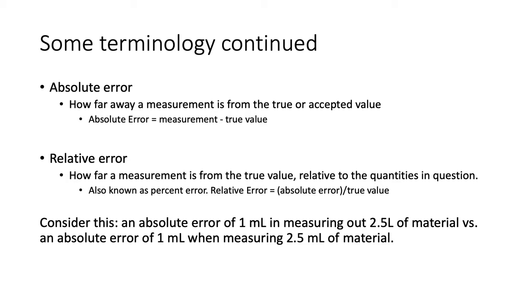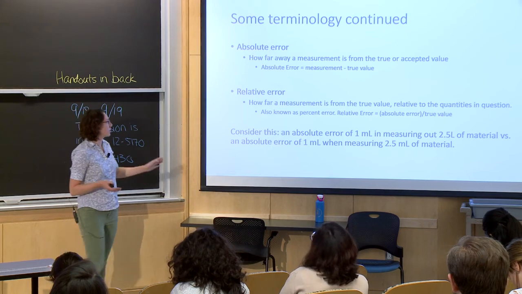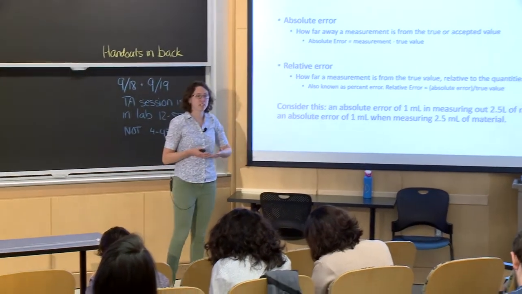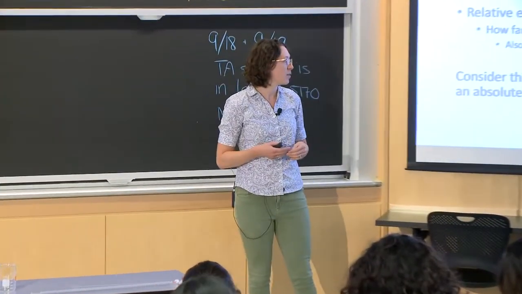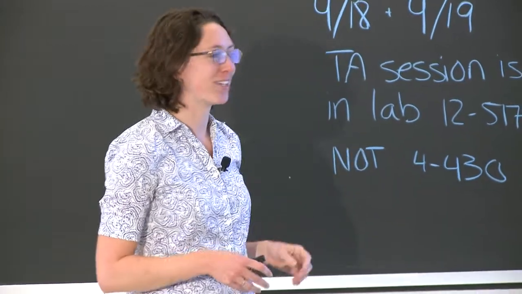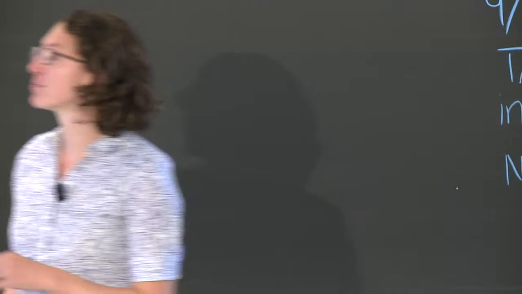One way to think about this is if you have an absolute error of 1 milliliter when you're measuring out 2.5 liters of material, that's pretty small. But if you have an absolute error of 1 milliliter when you're measuring out 2.5 milliliters of material, then that becomes a much bigger problem. So depending on the quantity that you're measuring, sometimes it's a little bit more useful to report the relative error than the absolute error and vice versa, depending on the application. But if you say, yeah, I had an error of 1 milliliter, and your friends are all saying, oh, you did such a great job, and then you say, I was only trying to measure 2 milliliters, then not so great.